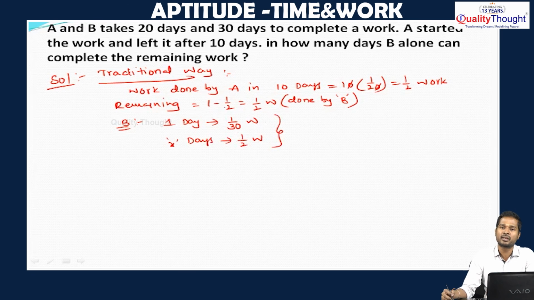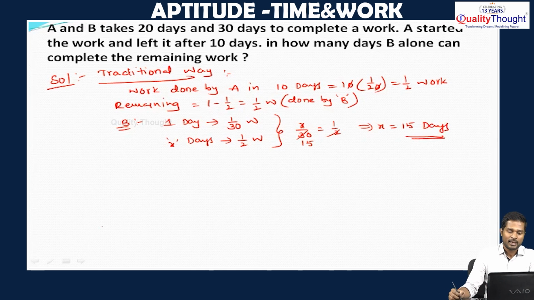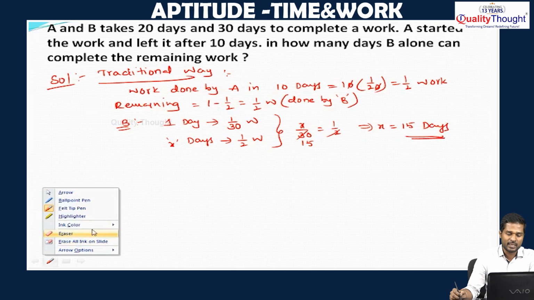In how many days can B complete the remaining work 1 by 2, which is x by 30 equals 1 by 2. 2 1s are 2, 15s are 30. That means B can complete the remaining work only in 15 days. This is the traditional method we use. Let us see the question in an equation method.